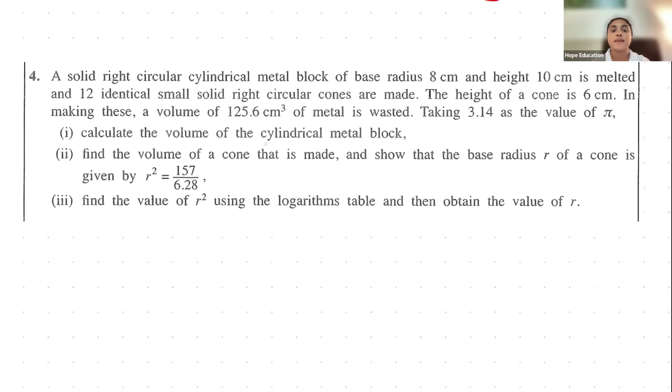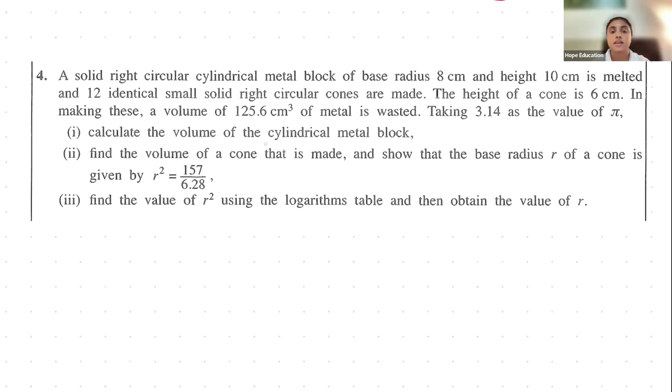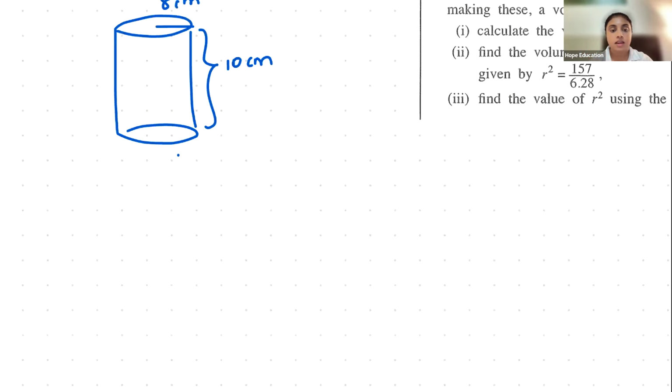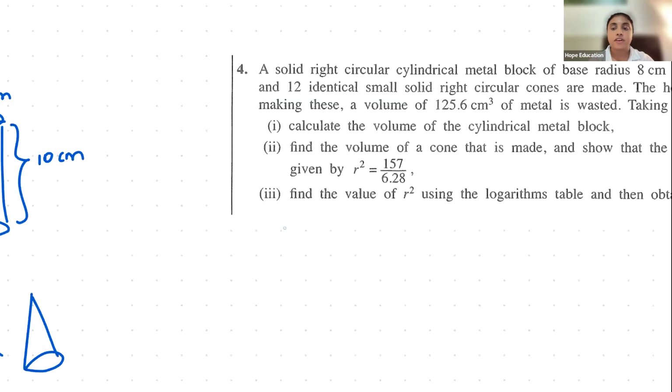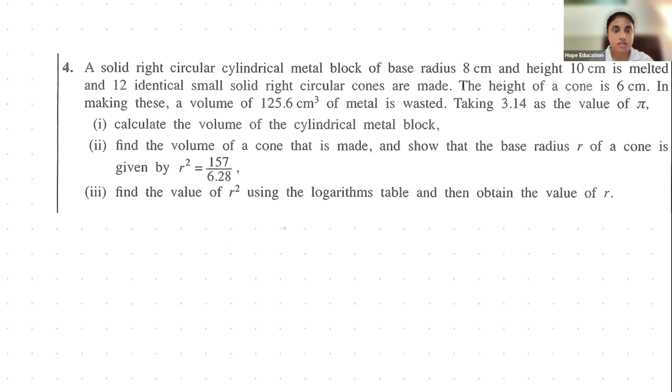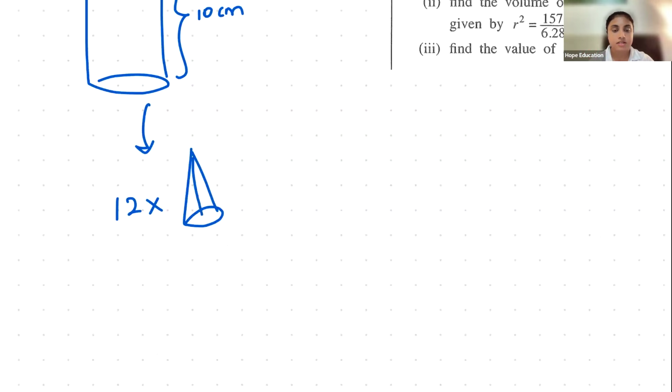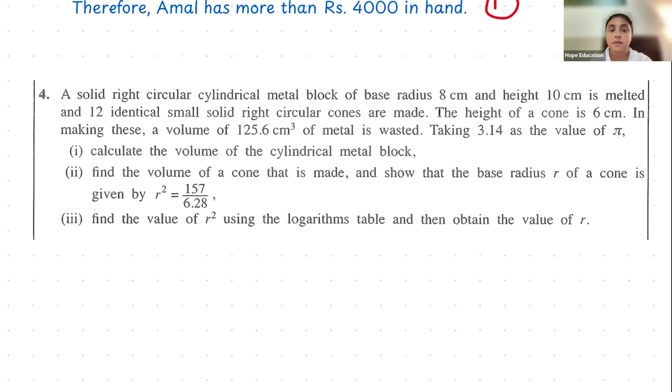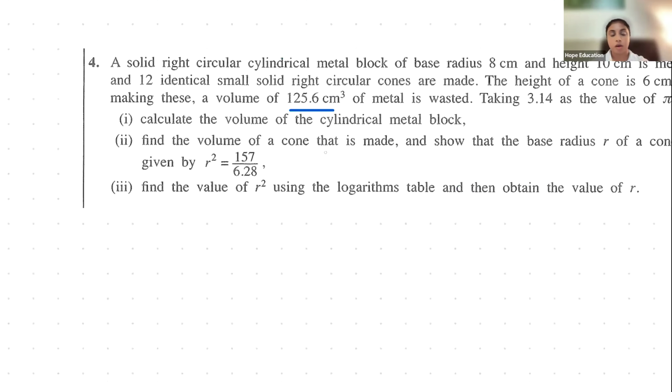It's melted and 12 identical small solid right circular cones are made. 12 of these cones are made. The height of a cone is 6 centimeters. In making these, a volume of this much of metal is wasted. Take 3.14 as the value of pi. Calculate the volume of the cylindrical metal block.